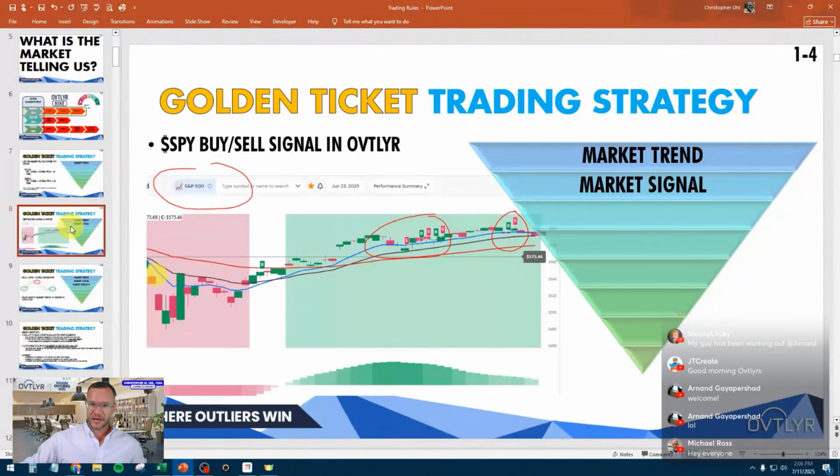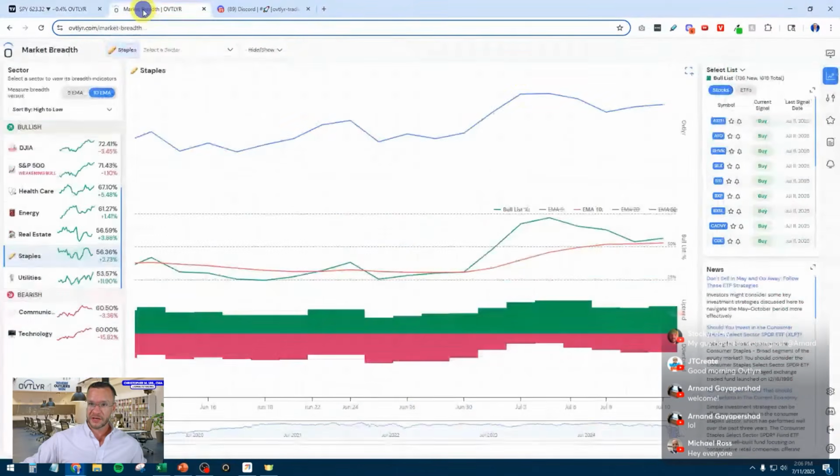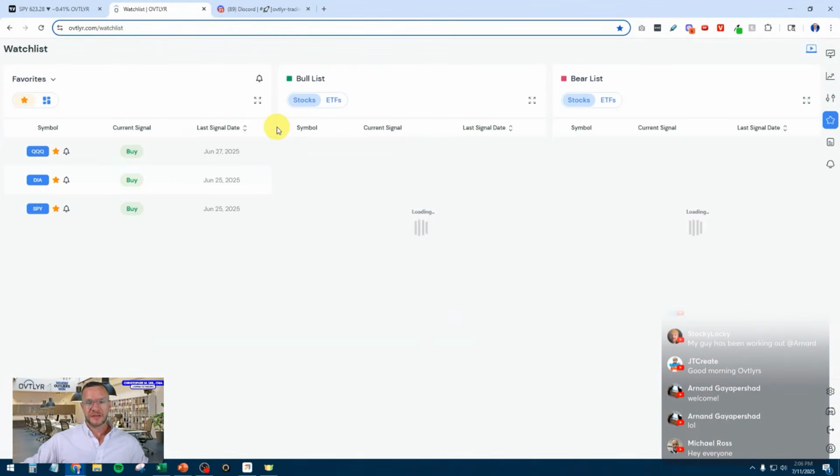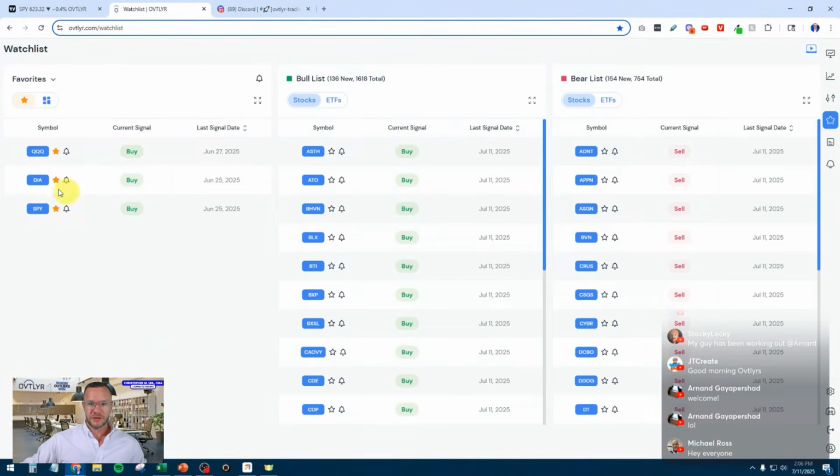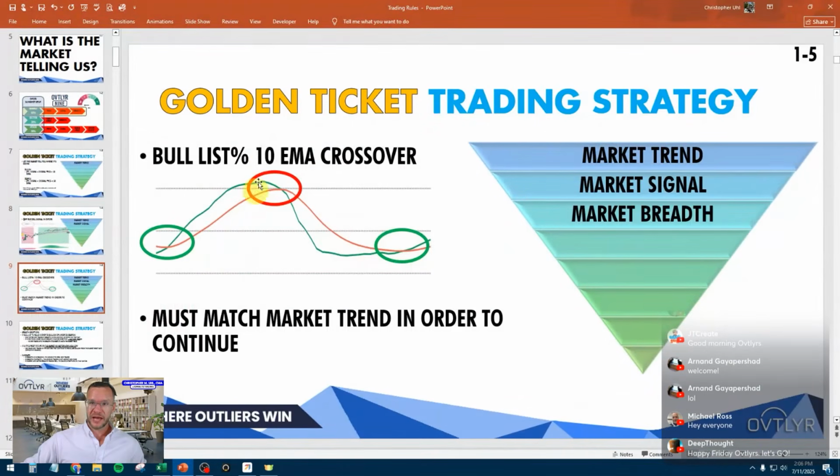Next, let's go look at the buy or sell signal of the market in Outlier. So I'm going to come over here to our watch list. And I have the SPY, the Q, and the Dow Jones favorited. And I can see just at a quick glance that we have a buy signal on the SPY. So the next step is looking at the market breadth.